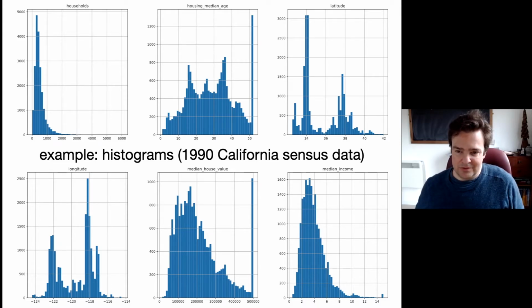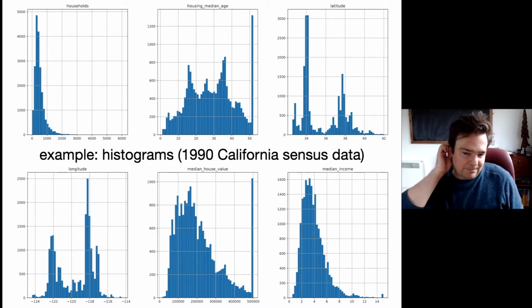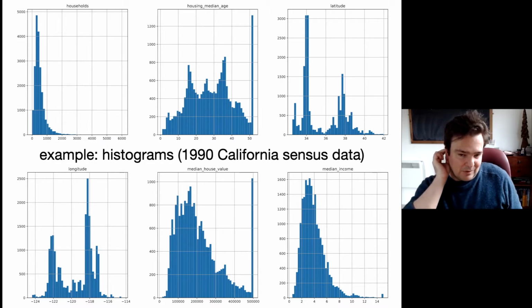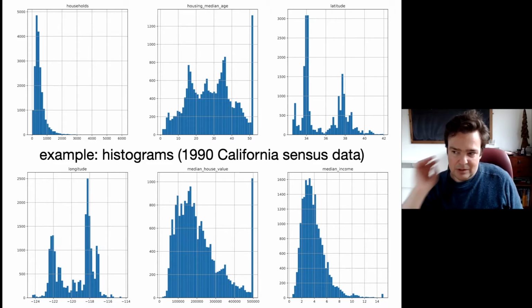Also, there are limits from the geographical location of California that constrain where things can be. You can't have a latitude of 50, say, because that doesn't include California. Things like that. So that's another example of a sanity check you could look for later on.